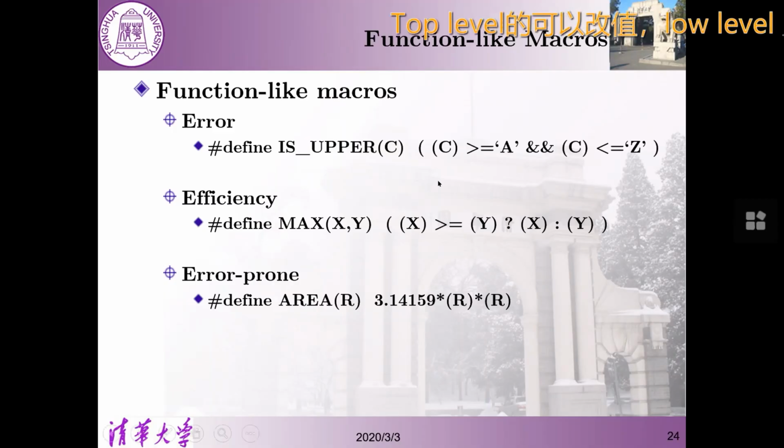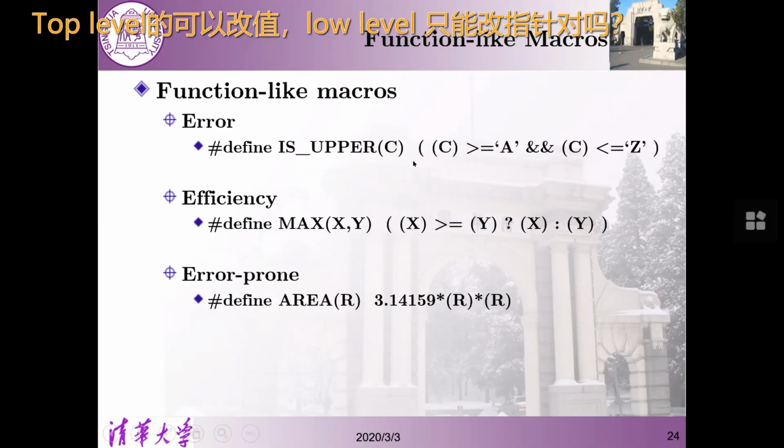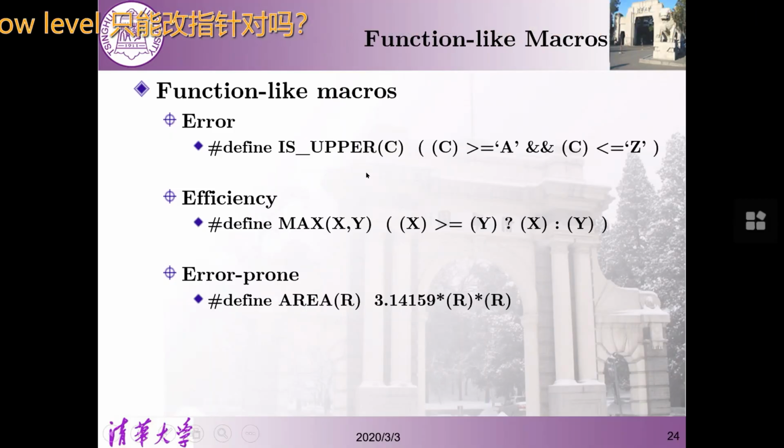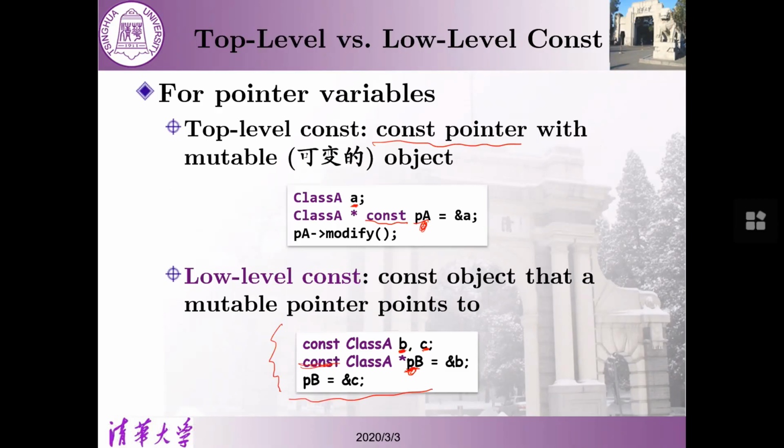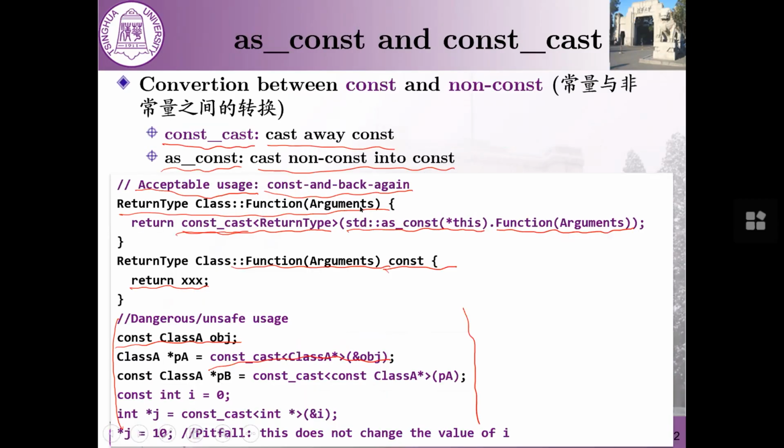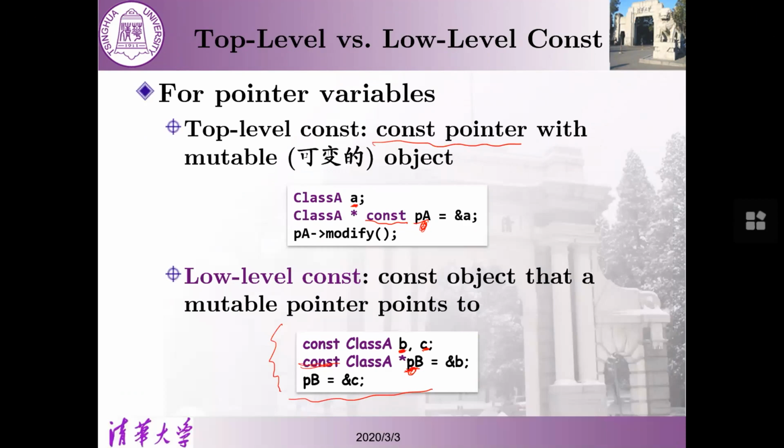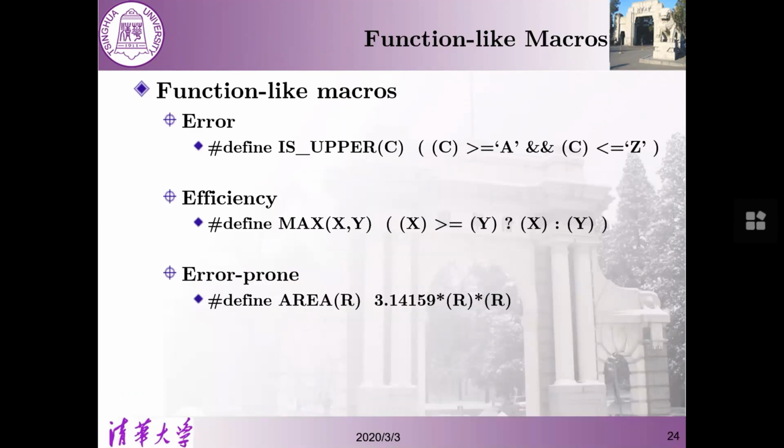Non-const object, I think you can use as const. If you use as const, we just learned this as const. So if you want to call the const version of show, you can use as const, right? As const, and then you can call the const version, right? First, you convert your object into const, then you call the const version of the member function. Okay.